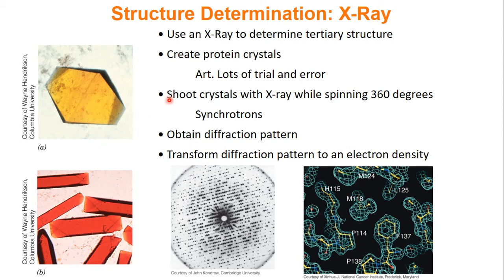Now, if you get a crystal to grow, what you do is you take that crystal and you shoot it with X-rays while spinning the crystal 360 degrees. This is usually done at a synchrotron. A synchrotron is one big piece of scientific equipment. Well, it's more like a scientific place where you have a giant magnet running around in a circle, and this is where you shoot a beam of electrons and they crash into each other, and physicists use this to learn about the nature of atoms.